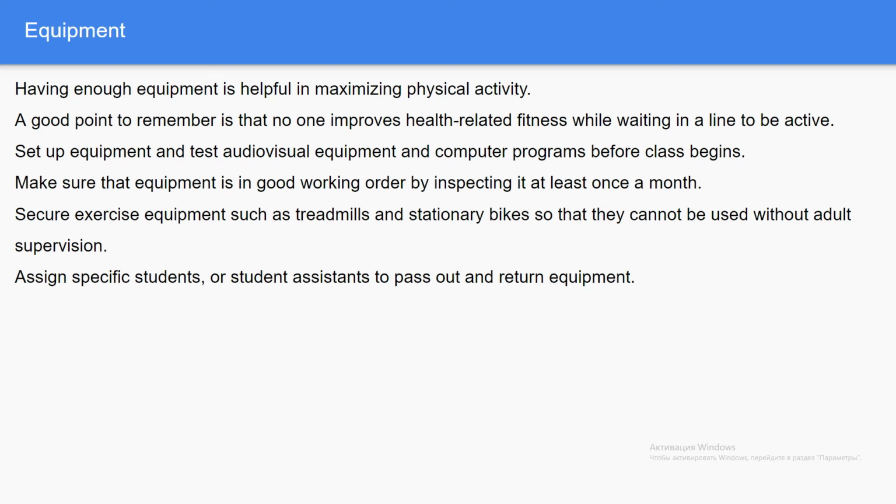Secure exercise equipment such as treadmills and stationary bikes so that they cannot be used without adult supervision. Sometimes some training machines require knowledge and experience in maintenance, so this personnel should also be present. And if you go to the gym, always try to ask for the person responsible for maintenance of particular machines, like stationary bikes, to get more specific, more detailed information about the state of this equipment.